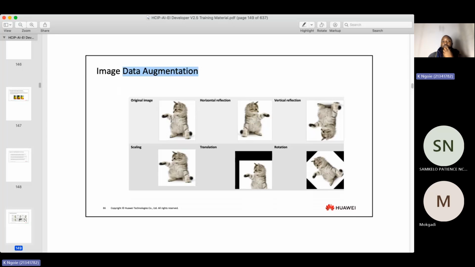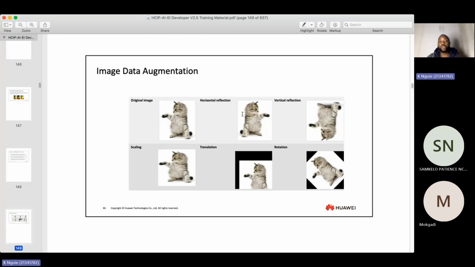Instead of collecting new pictures of cats, for example, we transform the pictures that we already have so that the AI has more understanding of a cat. Because sometimes your AI is only able to identify cats that are standing like this. So you need to do an image transformation so that your AI also learns from images that are flipped or at different positions.